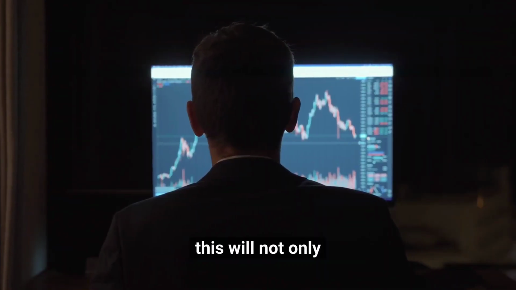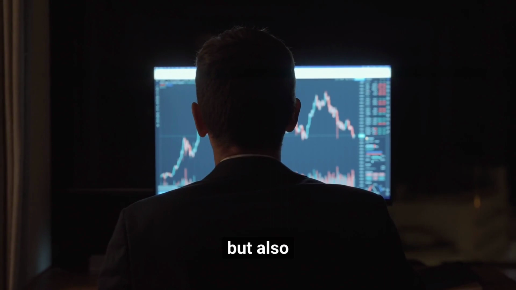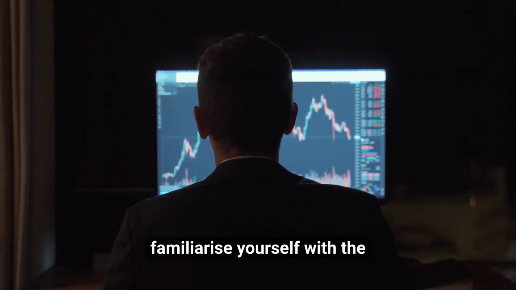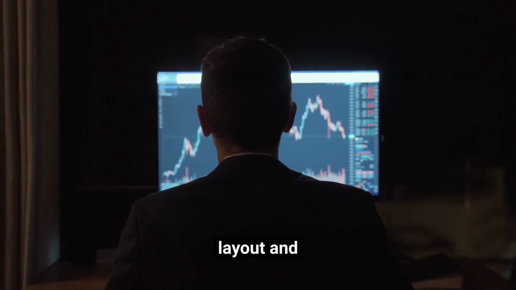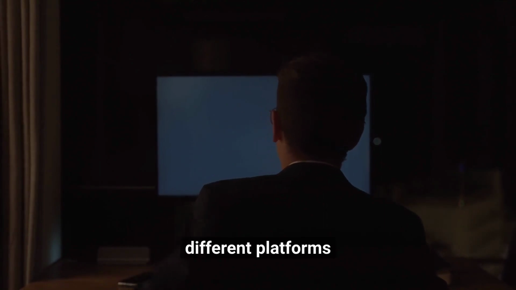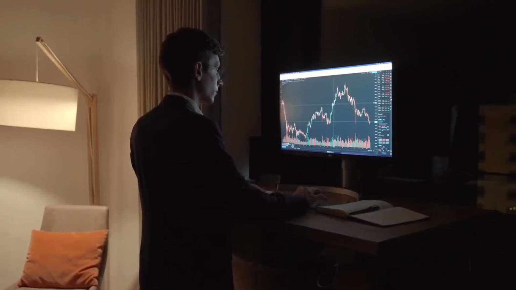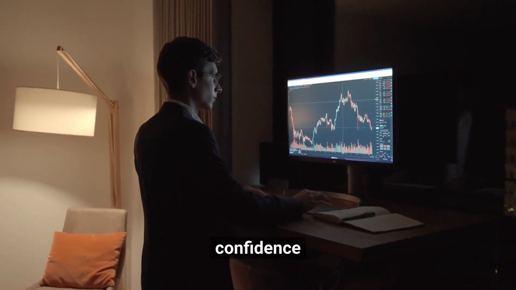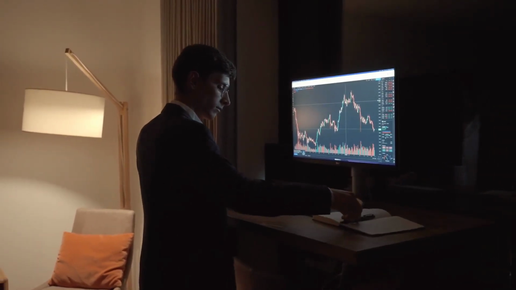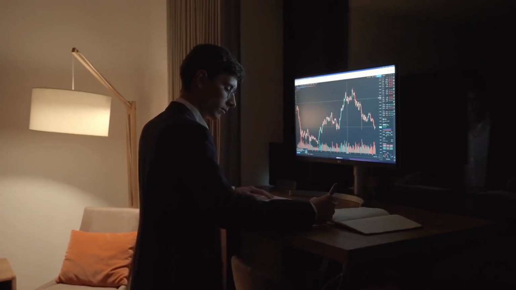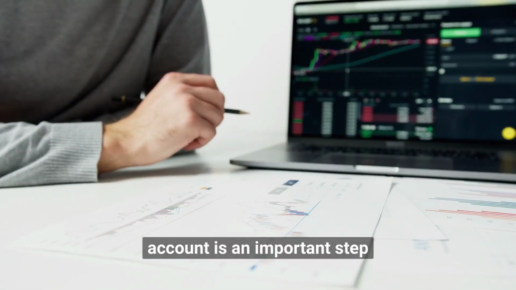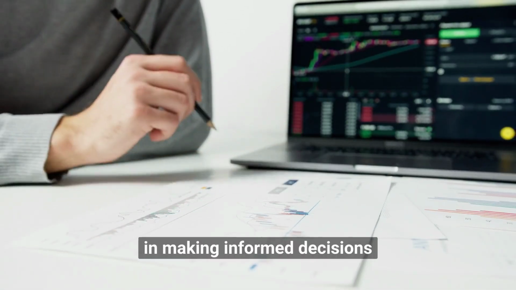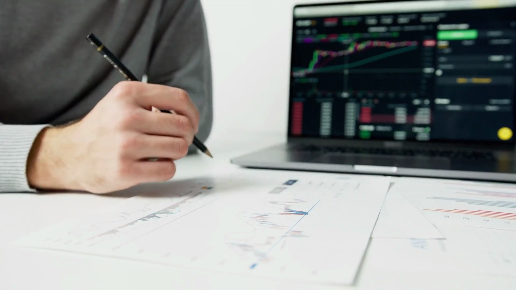It's time to gain practical experience in trading on various platforms. This will not only help you grasp the finer points of trading, but also familiarize yourself with the layout, features, and order placement process of different platforms. Additionally, by practicing on these platforms, you'll be able to build confidence in your trading knowledge and determine your preferred trading style. Using demo accounts is an important step in making informed decisions and honing your skills.